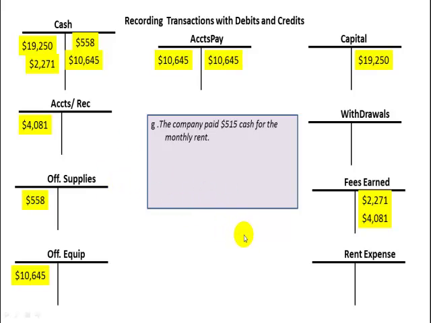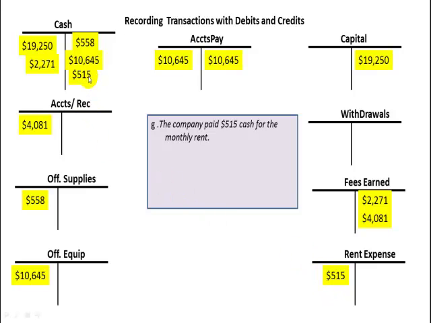In G, the company paid $515 cash for monthly rent. So let's credit cash for $515. That lowers the cash account with a credit. Let's debit rent expense, and this debit to rent expense increases the rent expense account, but it lowers owner's equity. So both sides are being lowered.